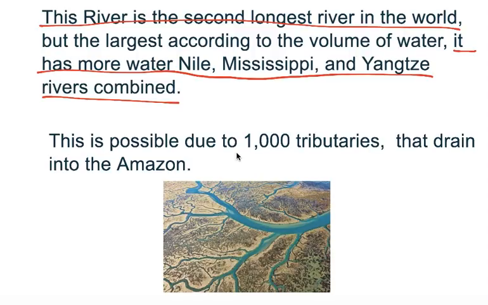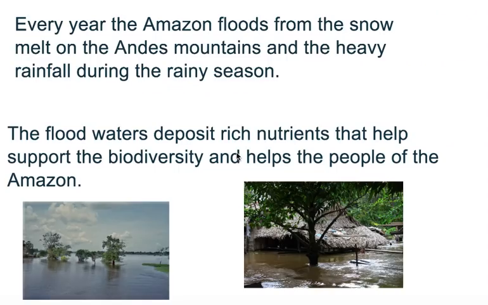And the reason why this is possible is due to the 1,000 tributaries that drain into the Amazon. Remember, in the previous slide I mentioned tributaries, and tributaries are smaller rivers that drain into a larger river. So you can kind of see, as I outline here, these tributaries drain into the Amazon River, and they look like little veins or branches into the Amazon. So, those are tributaries.